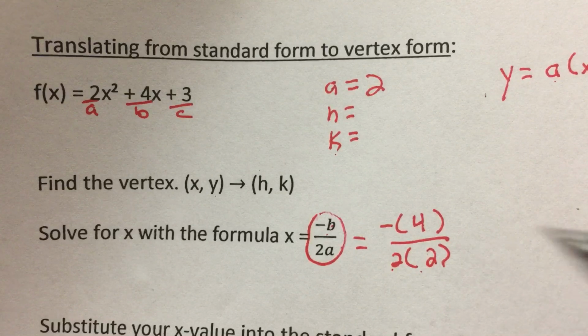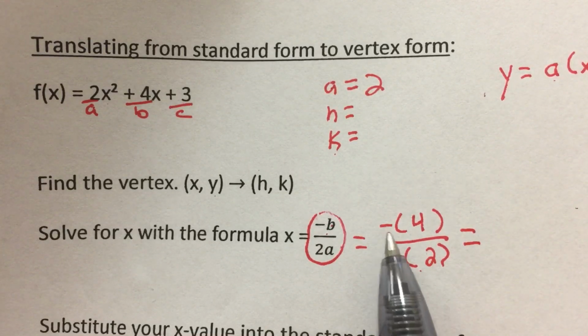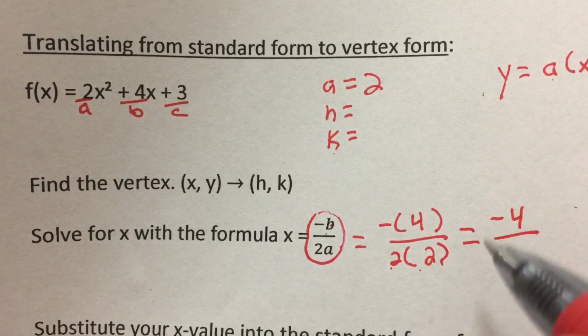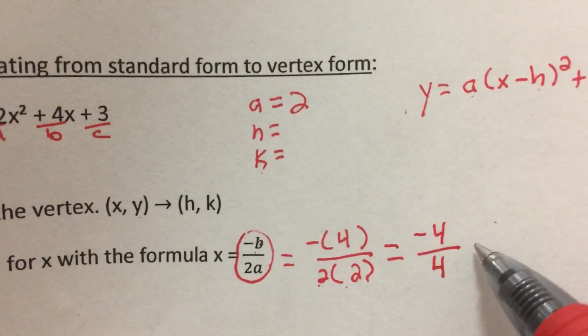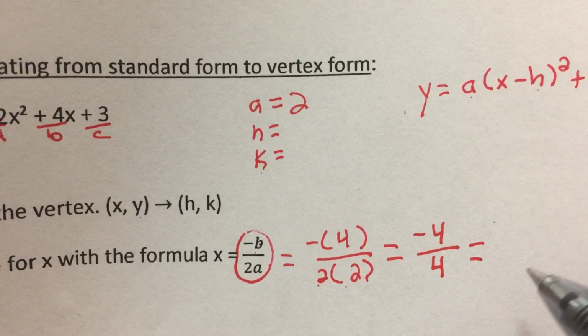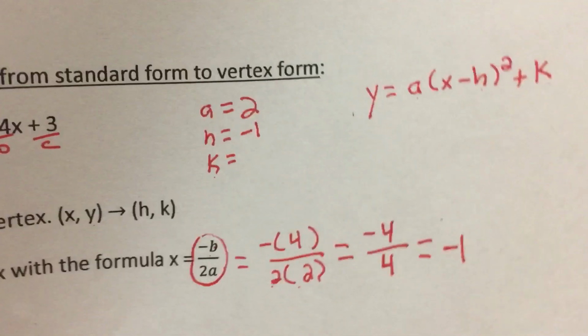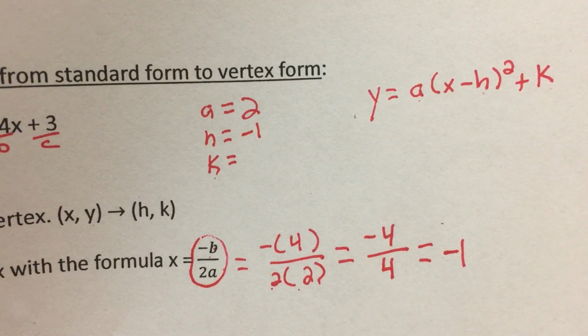And now I just want to get this down to one number. At the top, negative times positive is negative 4, and at the bottom, 2 times 2 is positive 4. Negative 4 divided by positive 4 is negative 1. That is the H value. So now we know 2 of the 3 numbers we need to plug into our vertex form.